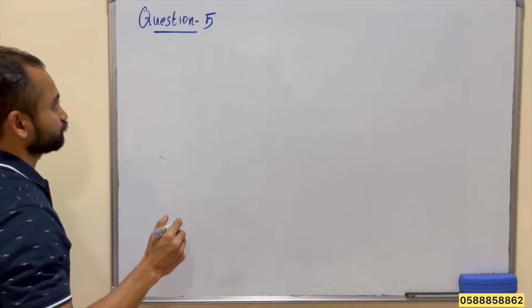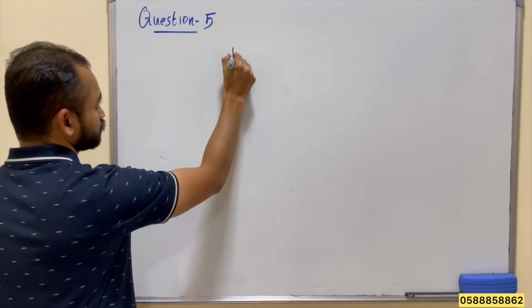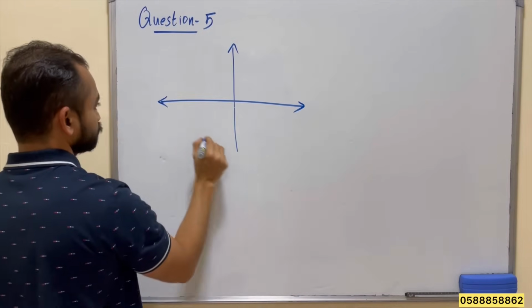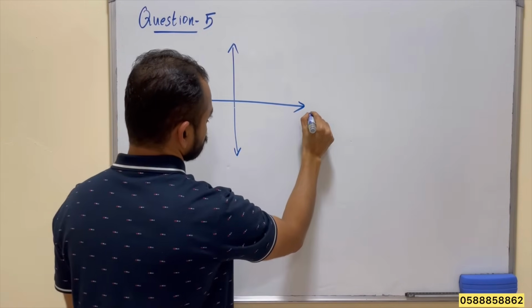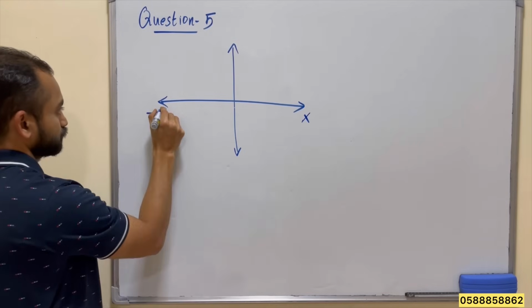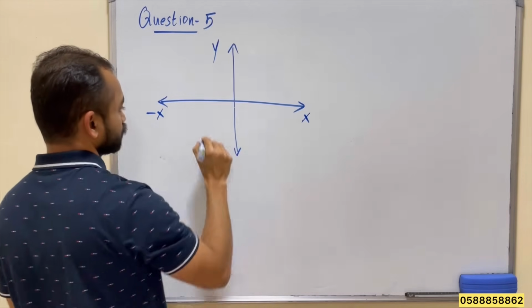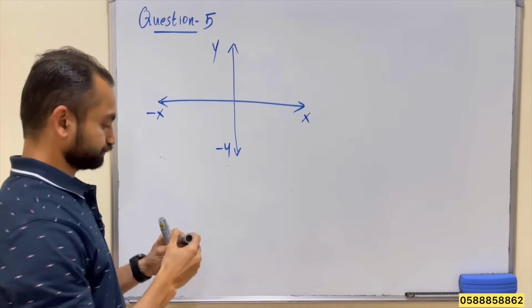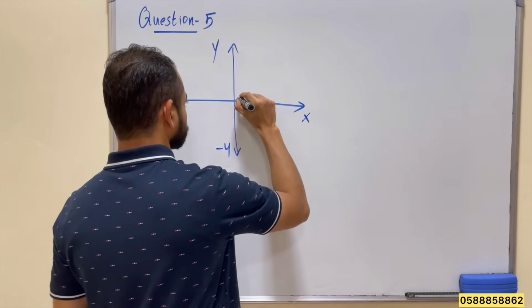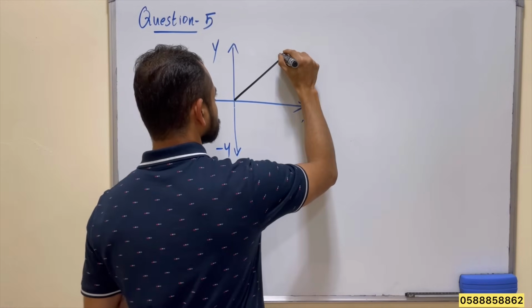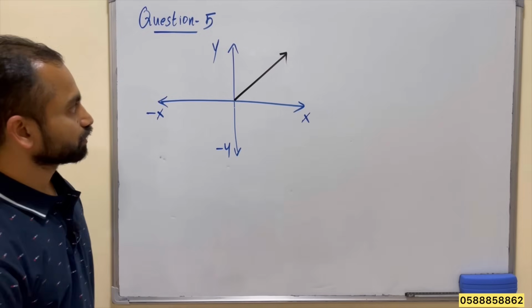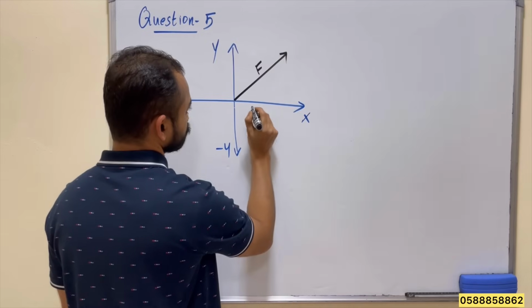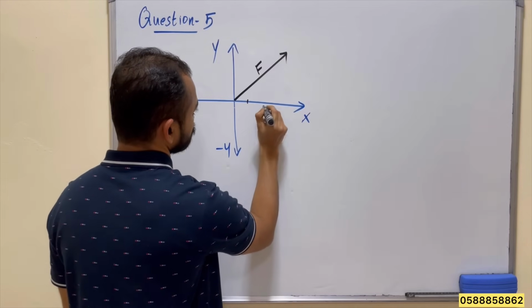Question 5. Determine components of a vector in Cartesian coordinate system using trigonometry. Okay, so we have a vector here. So we will draw a Cartesian coordinate system. In a Cartesian coordinate system, this is our plus x, this is our minus x, plus y, minus y. So here we have a vector. This vector is a force. I will write F to represent the force.